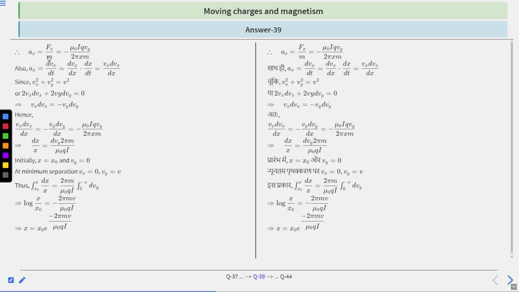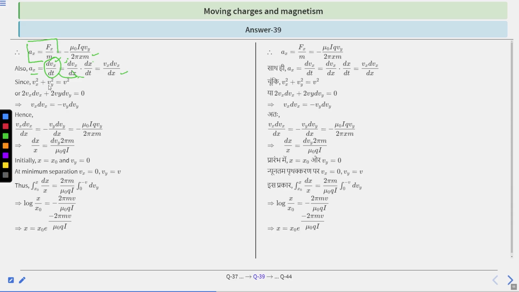Solving this term, you will get Ax is equal to Fx divided by m. This is the acceleration in the x direction, which is equal to minus mu naught I Q Vy divided by 2 pi x m. Also Ax is equal to dVx divided by dt, which is equal to dVx by dx multiplied by dx upon dt. This term is written in a different form here. Clear? Vx dVx divided by dx, so solving this, you will get Vx dVx divided by dx.